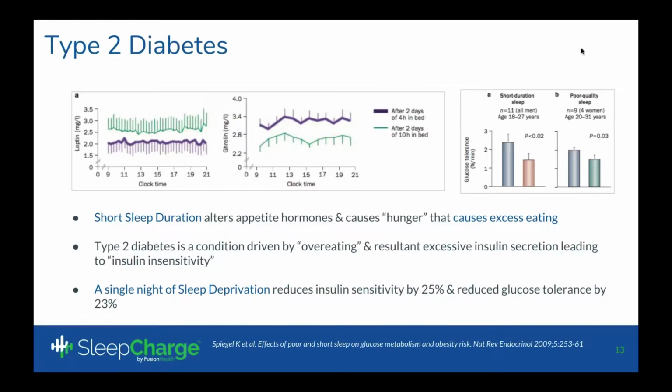What we also know, on the image next to the purple and green bars, is that just on a single night of sleep deprivation, if you take somebody and sleep deprive them just slightly, give them less than 6 hours of sleep, you find that their insulin sensitivity the next day is reduced by 25%. In other words, you've made them insulin insensitive just on the basis of not giving them enough sleep in a single day. And if you test them using what's called a glucose tolerance test, you show that their glucose tolerance has been decreased as well by 23%. So what we are seeing is that there's a direct relationship with the amount of sleep you get and the ability to manage glucose and insulin that can predispose you to type 2 diabetes.